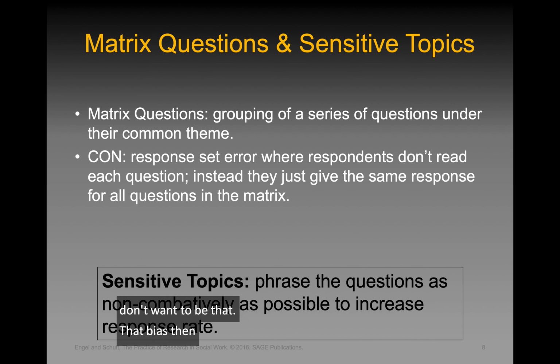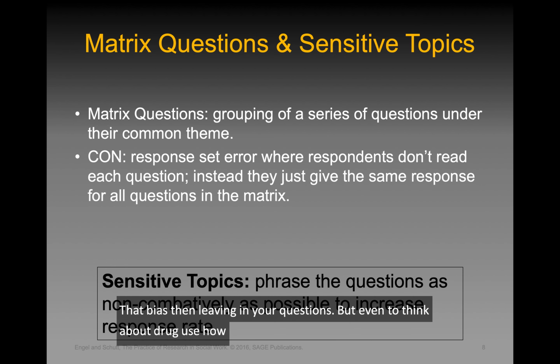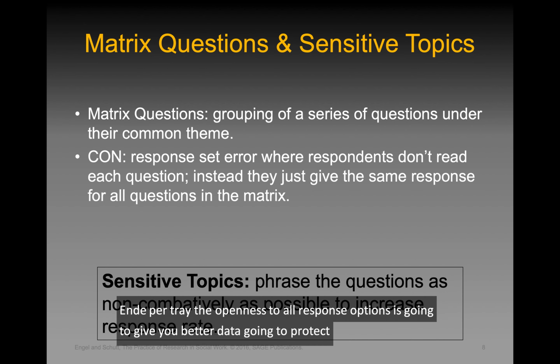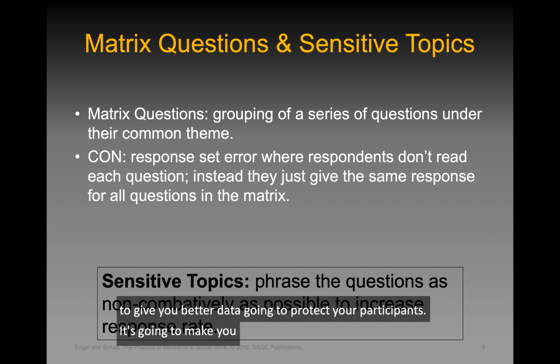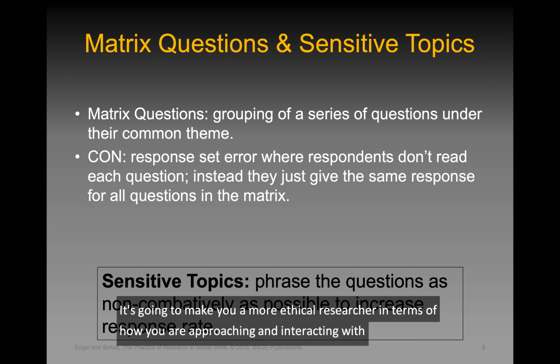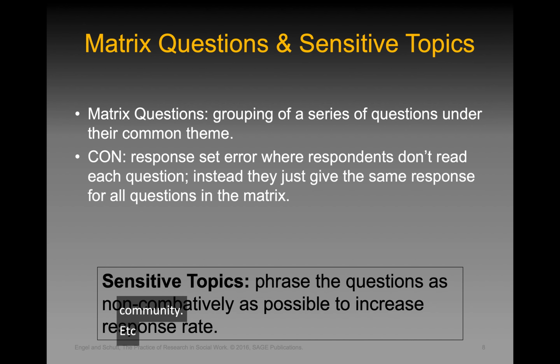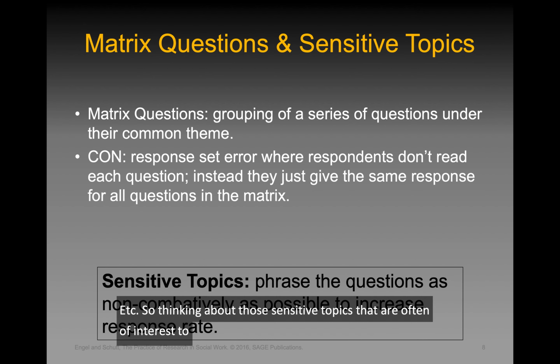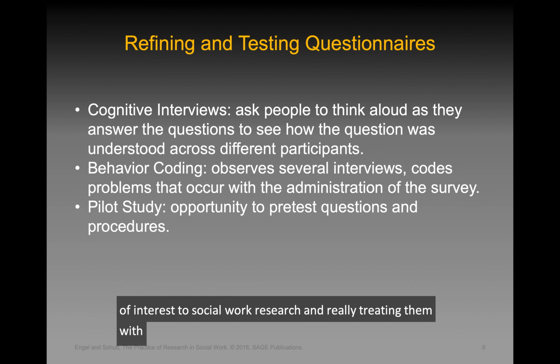But even to think about drug use, how you frame drug use and portray the openness to all response options is going to give you better data. It's going to protect your participants. It's going to make you a more ethical researcher in terms of how you are approaching and interacting with your community, etc. So thinking about those sensitive topics that are often of interest to social work research and really treating them with the care that they deserve is really important.